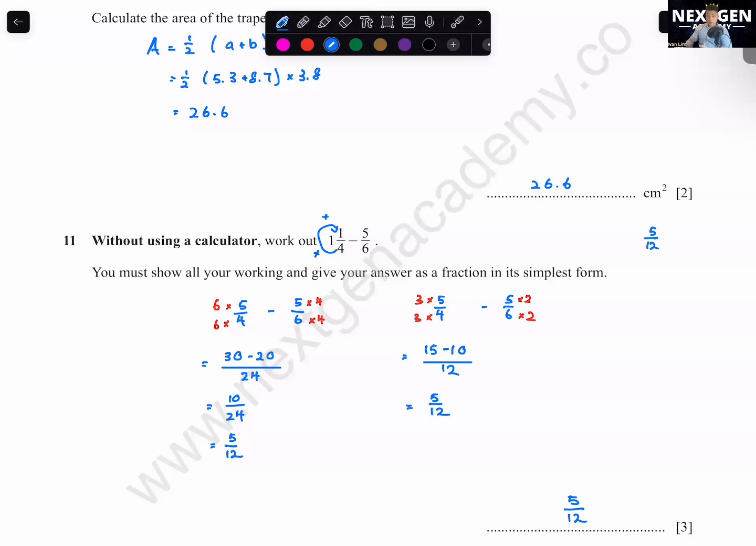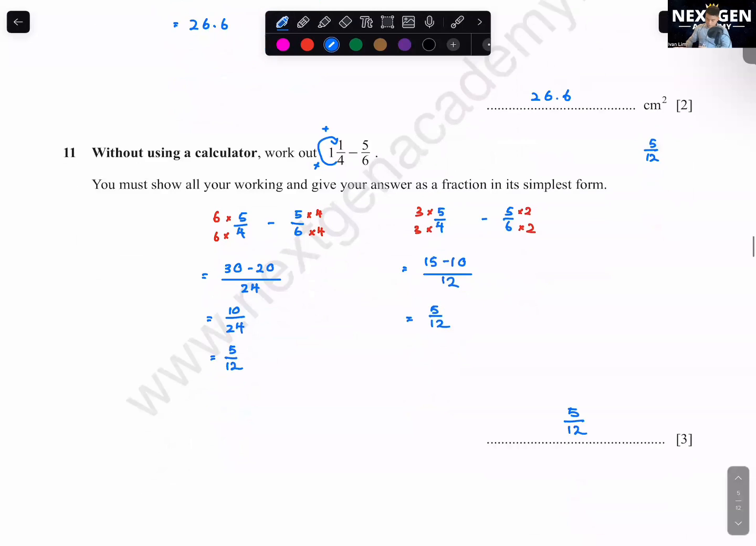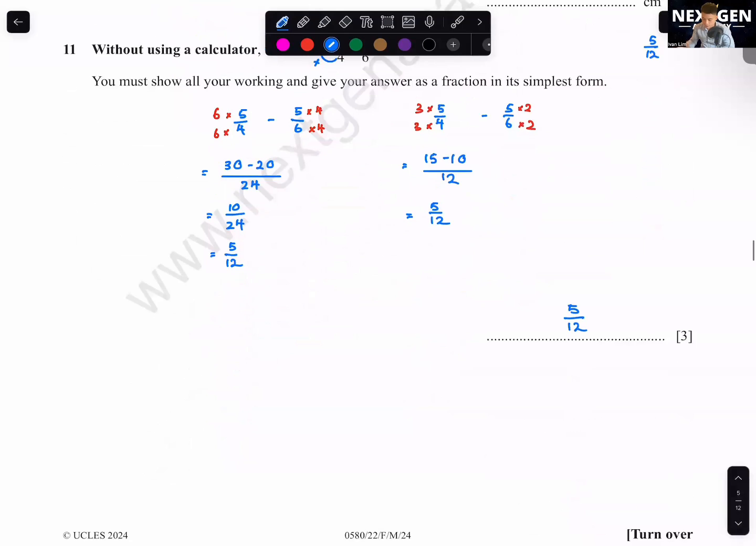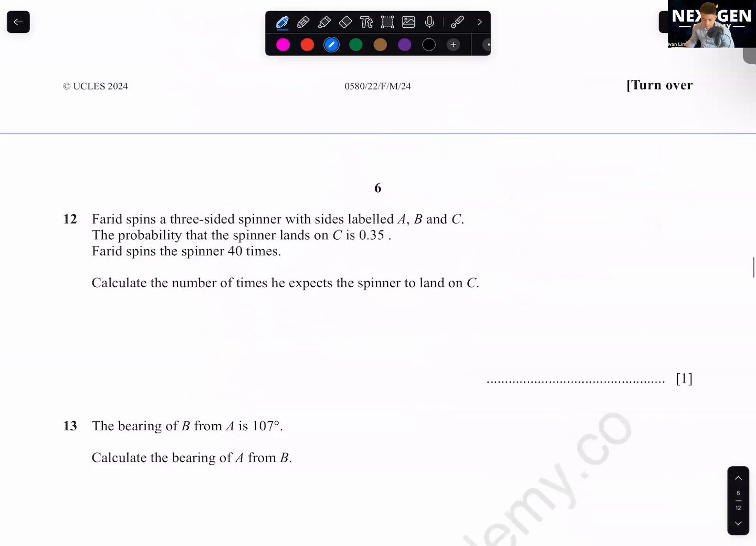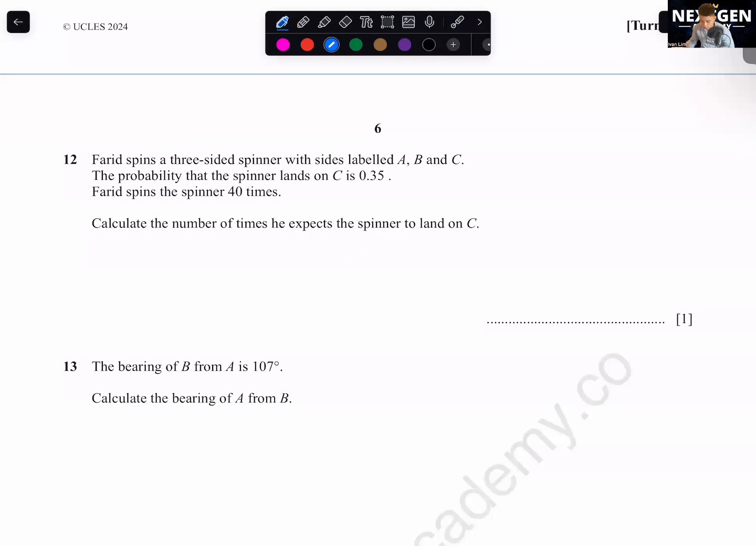Okay, question 12. Farid spins a 3-sided spinner with sides labelled A, B, and C. The probability that the spinner lands on C is 0.35. Farid spins the spinner 40 times. Calculate the number of times he expects the spinner to land on C. It is just probability. You take 40 multiplied by the probability, 0.35, which you'll get 14.